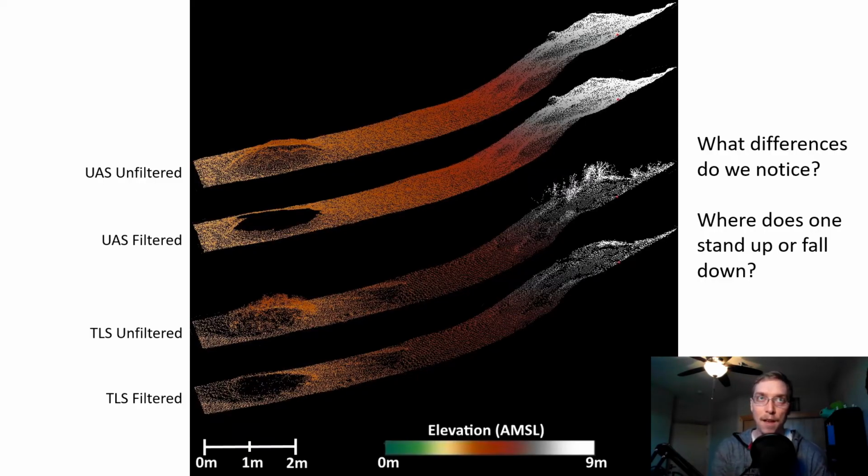And terrestrial LiDAR is so much more beneficial than things like photogrammetry in some ways. So in this case, the top two point clouds are a photogrammetry surface that I created. So I flew a drone and I created a surface based off of the drone data that I had. The bottom is a terrestrial laser scanner.